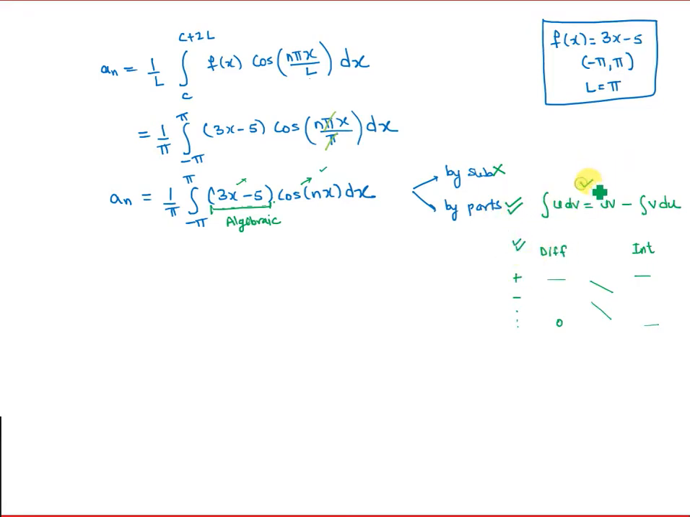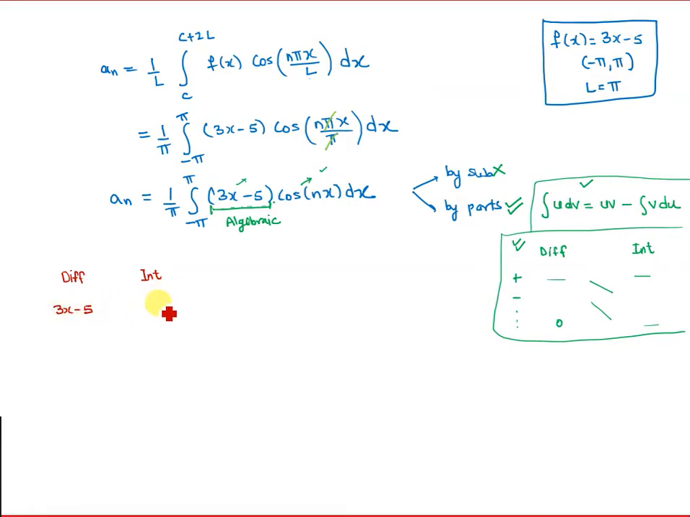this one. So as one of the functions is algebraic, we select that algebraic function for derivative and the remaining function for integration. So the algebraic function is 3x minus 5 and the other function is cos of nx. The reason we selected this function for derivative is that the requirement of this method is we should select that function for derivative which after certain derivatives becomes 0.